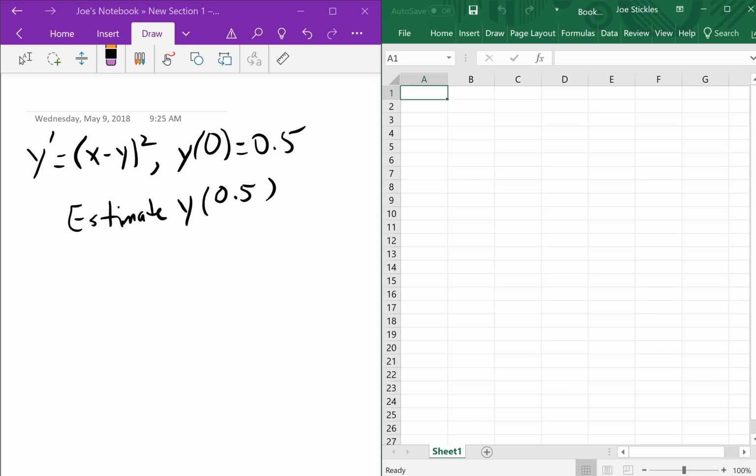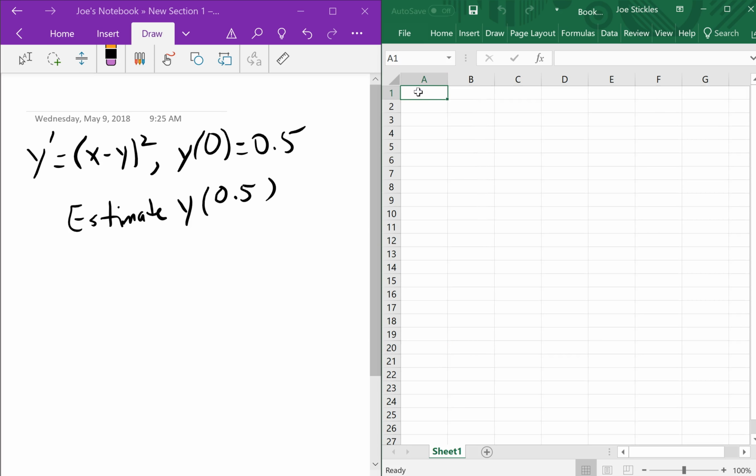All right, this is actually problem number 9 on page 348 of your textbook. We're going to use the Euler method and the improved Euler method to estimate y of 0.5 for this particular differential equation that I have written there. So we have y prime is equal to (x minus y) quantity squared, and the initial condition for us is given that at x equal to 0, y is equal to 0.5.